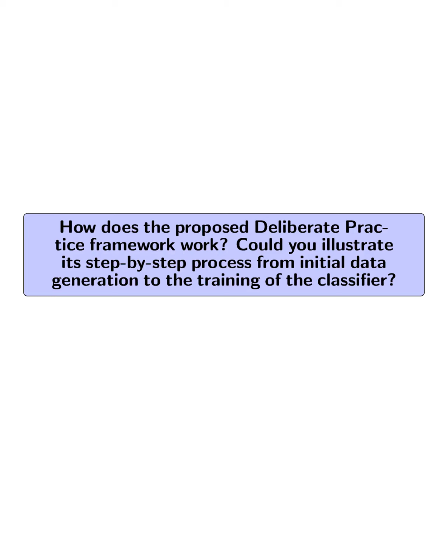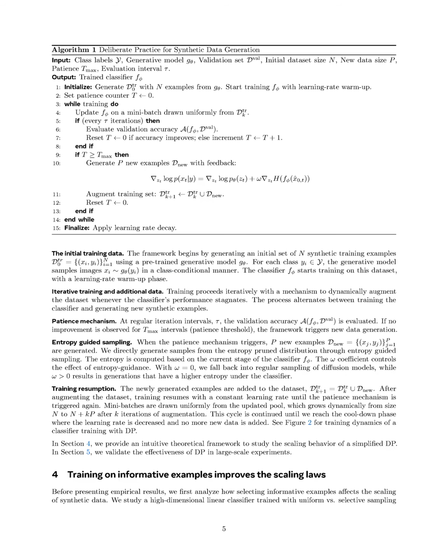Could you illustrate its step-by-step process from initial data generation to the training of the classifier? The deliberate practice DP framework begins by generating an initial set of synthetic training examples using a pre-trained generative model, which samples images in a class-conditional manner. The classifier is then trained on this initial dataset, entering a learning rate warm-up phase.